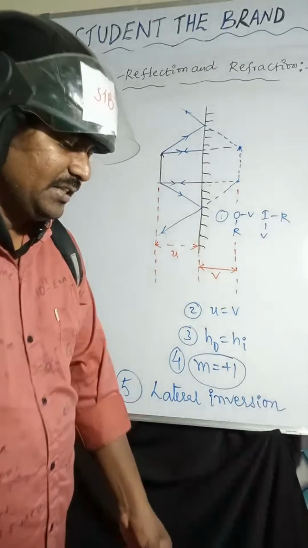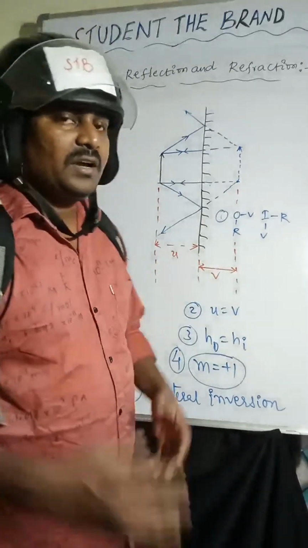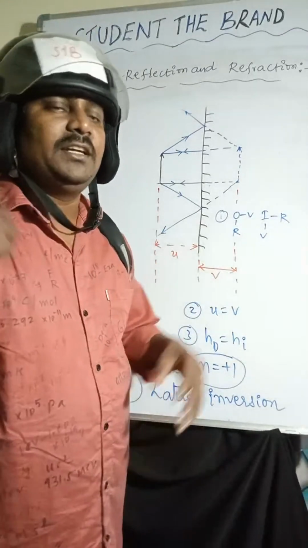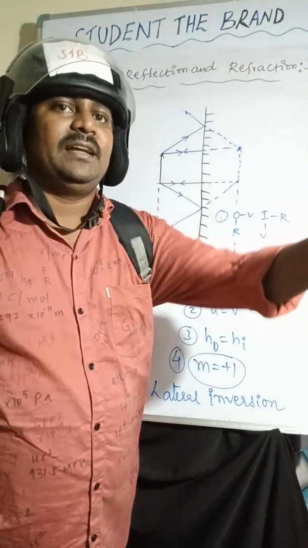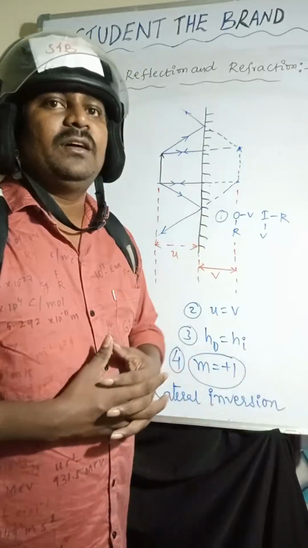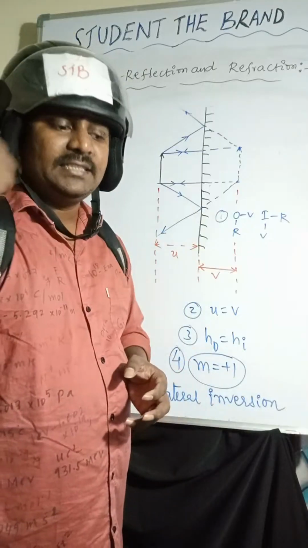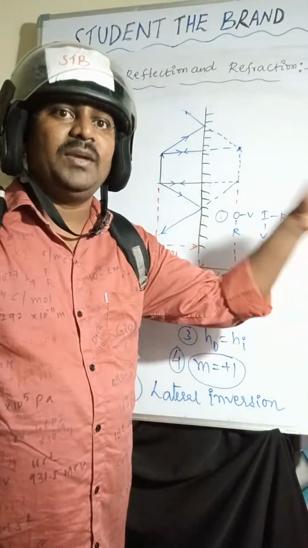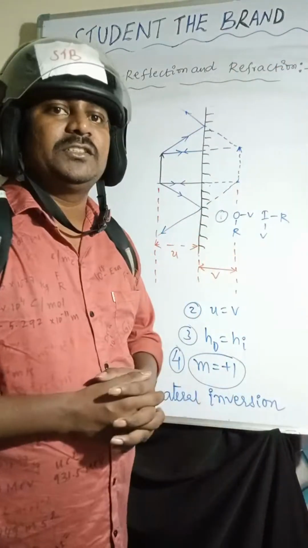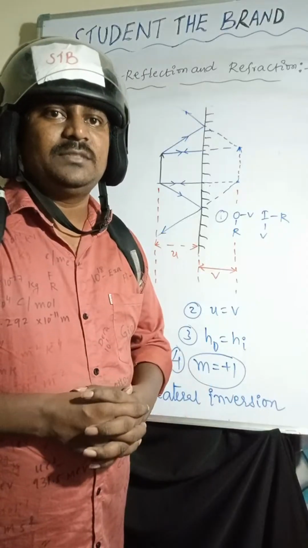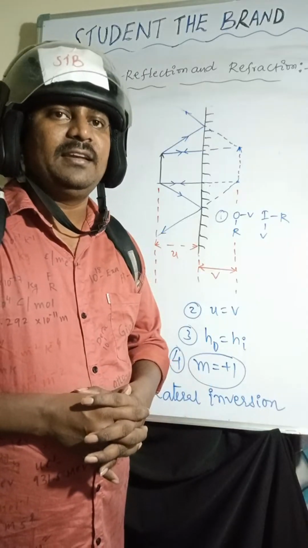Lateral inversion is nothing but the phenomenon in which the right side of the object appears to be the left side of the image, and the left side of the object appears to be the right side of the image. This mirror image is called lateral inversion.